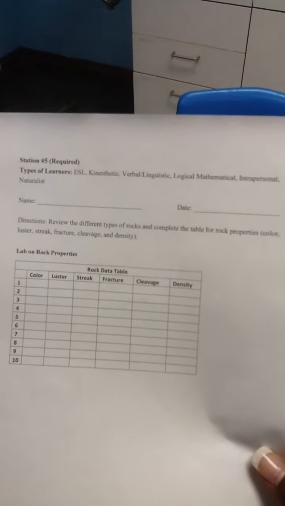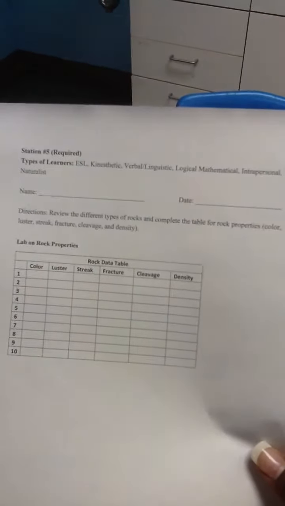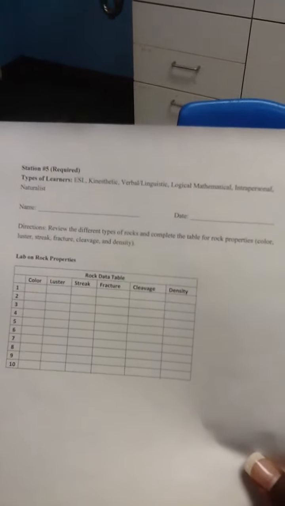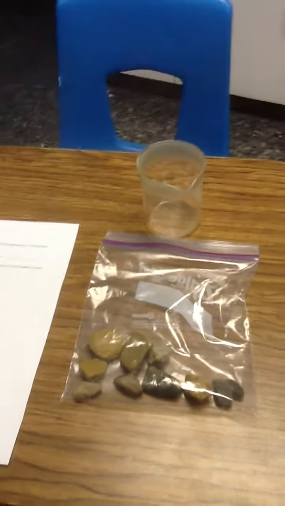For the fifth station, which is required, students are given a table. This is a lab on rock properties, and students are to read the directions of the different types and review the different types of rocks and complete the table for the rock's properties. Students will be looking at these rocks to identify the rocks, their luster, streak, fracture, cleavage, and density.